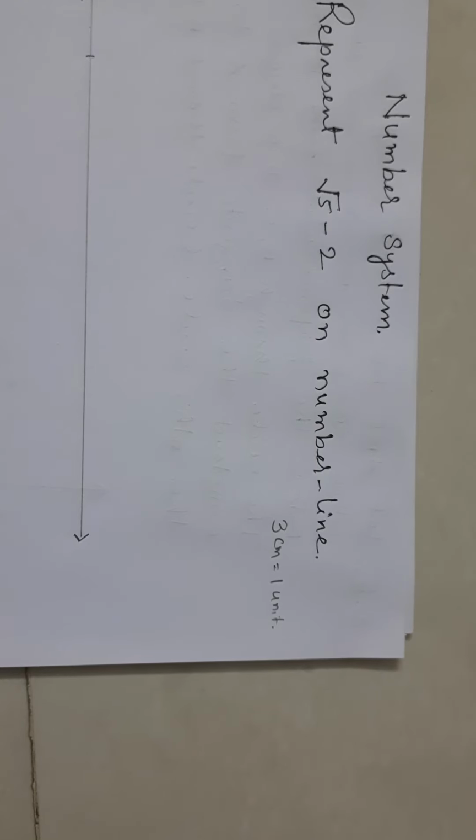In number system earlier we have represented irrational numbers on number line. We also did successive magnification in order to represent numbers. Today I am talking about how to represent root 5 minus 2 on number line.